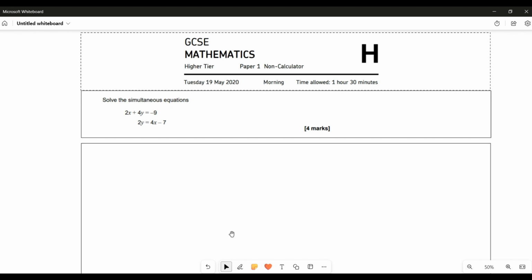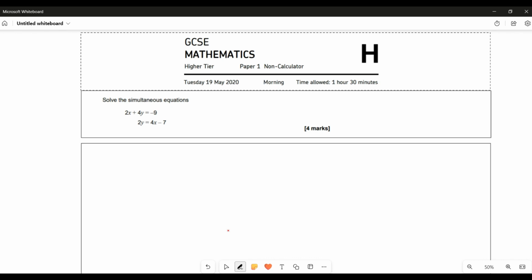Now let's come back to the question. There are two simultaneous equations and you need to solve them. When it says solve, the examiner wants you to find the value of x and y. Now we will see how to find the values of x and y. We are going to use the substitution method. Now what's the substitution method?